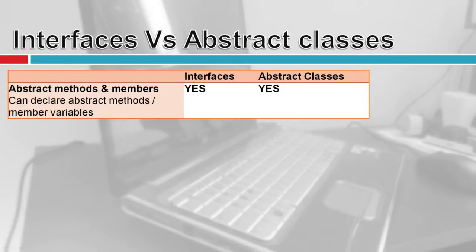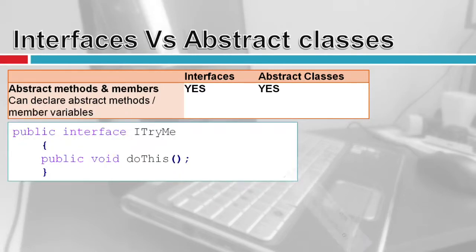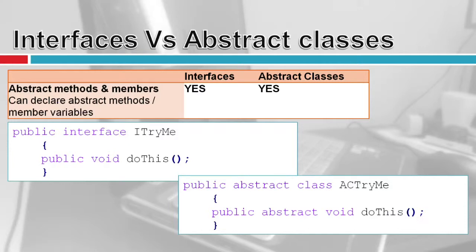Here's a similarity. Abstract methods and members. They both can declare abstract methods and members. Now, in an interface, because all methods are abstract, you don't have to write the word abstract, so right here. However, because with abstract classes you can put meat on the body of something, you have to put the keyword abstract there. Even though these are both abstract methods, in an abstract class you have to specify abstract.